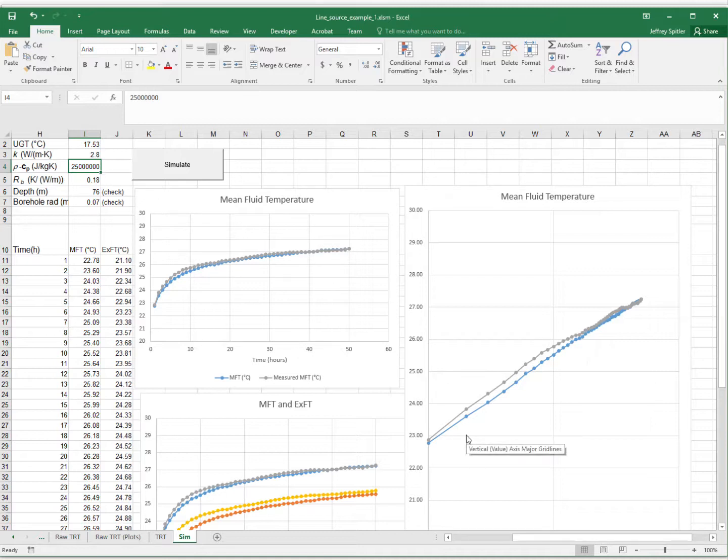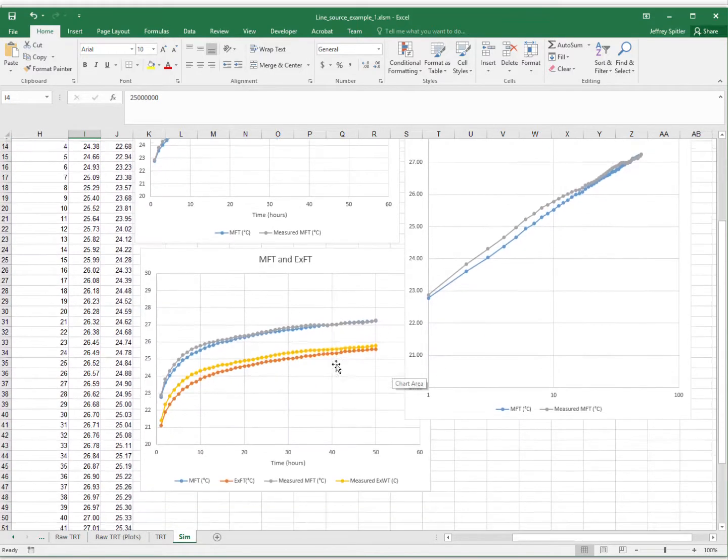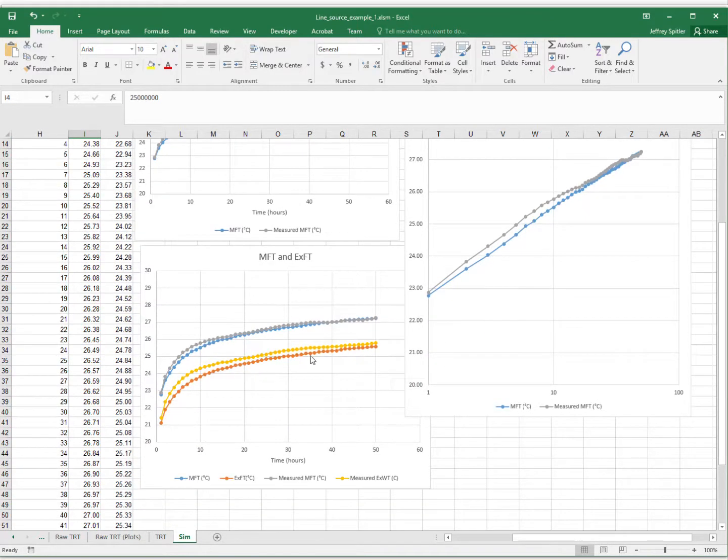But the point of this really isn't how to analyze a thermal response test, but rather how to do a simple simulation. So we've taken the line source theory all the way up to the point where it's predicting the fluid temperatures in and out of the borehole. You see we get a reasonably good match for the mean fluid temperature. If you look at the exiting fluid temperature, well, we're reasonably close.